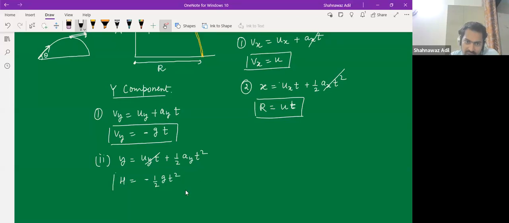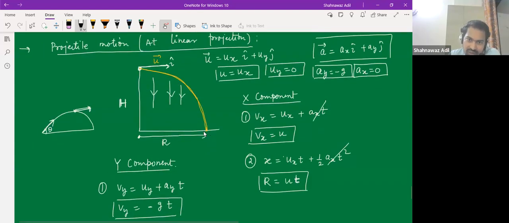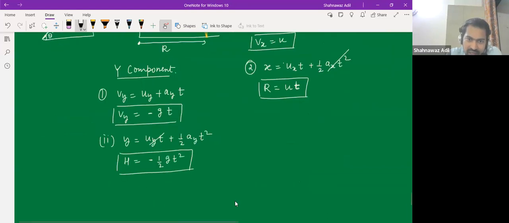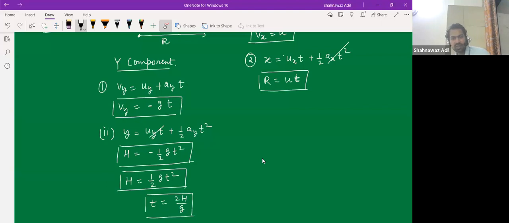We are getting this negative sign because we are calculating the distance from this point, so we can write it as positive, right? So this is half gt square. Okay, so t is the square root of 2h by g. So r is u times t. Is this clear to you guys?